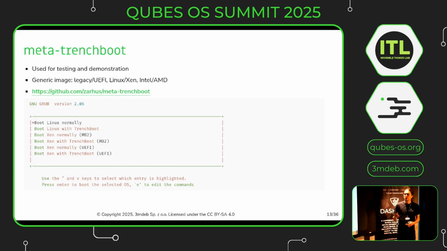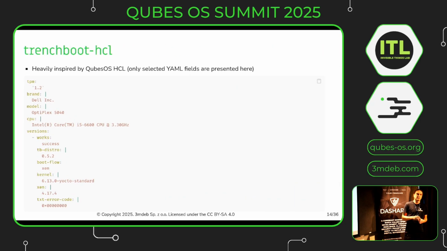And it's supposed to be as generic as possible, so it should boot on legacy, UEFI, Linux, Xen, based on what option you select in GRUB. So MBR, GPT partitioning scheme, Intel, AMD, and so on. So it was supposed to be one to rule them all.